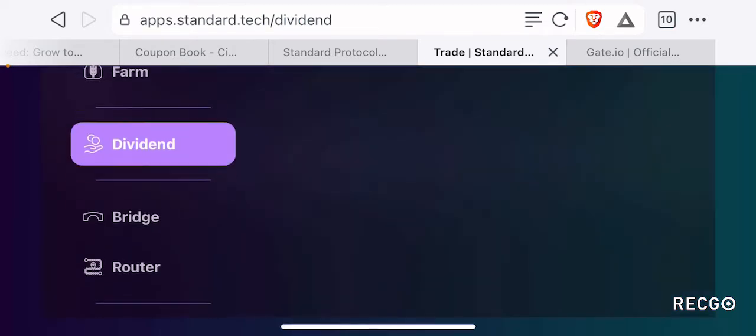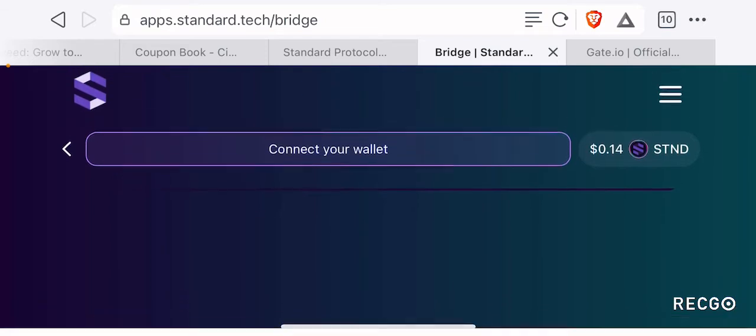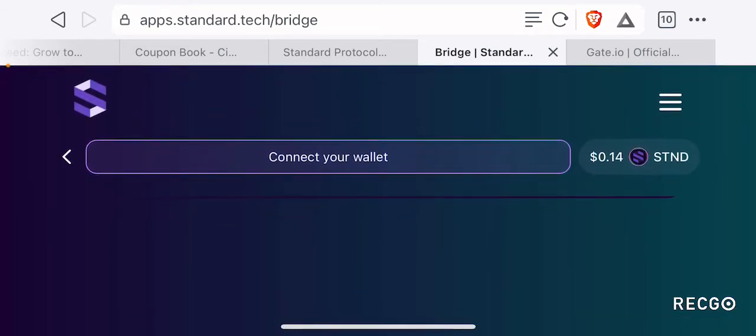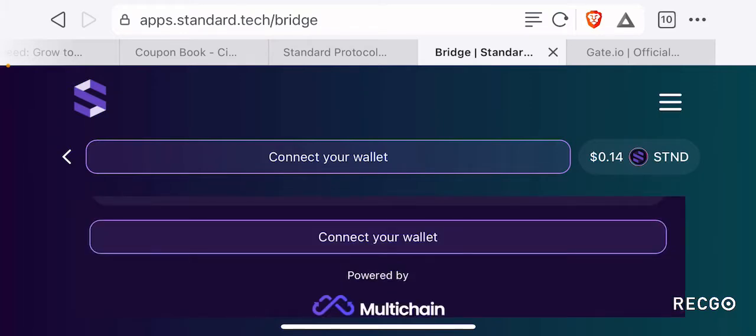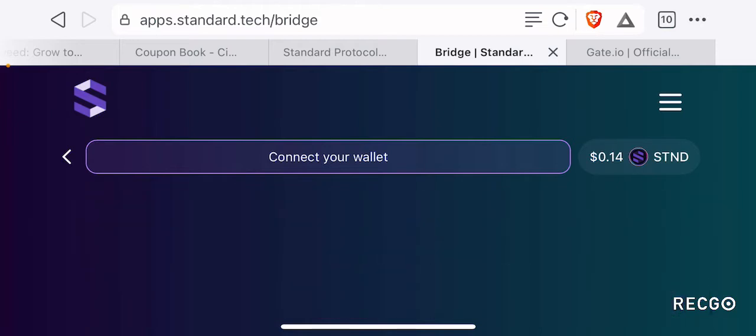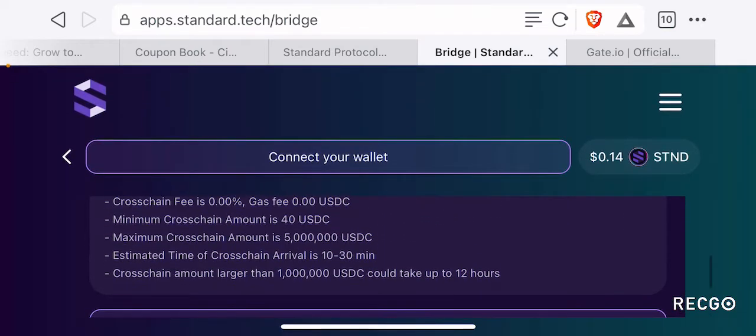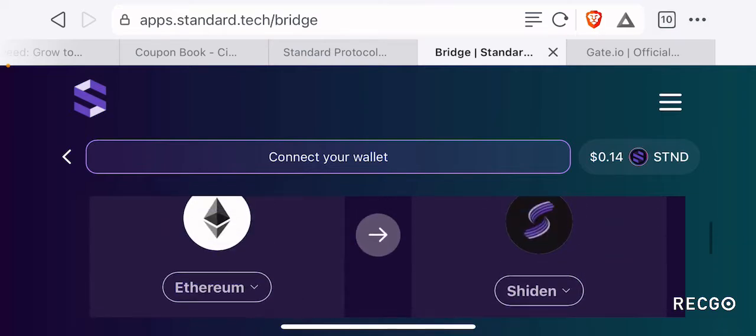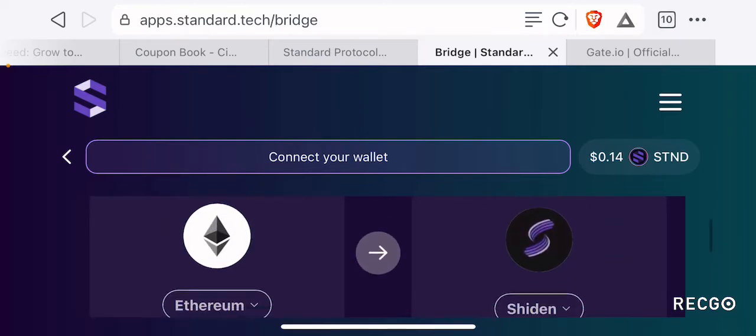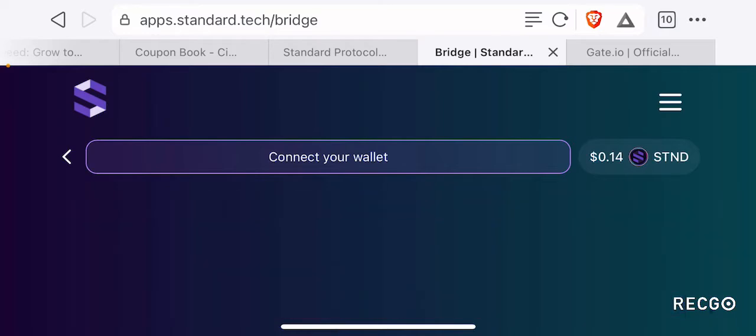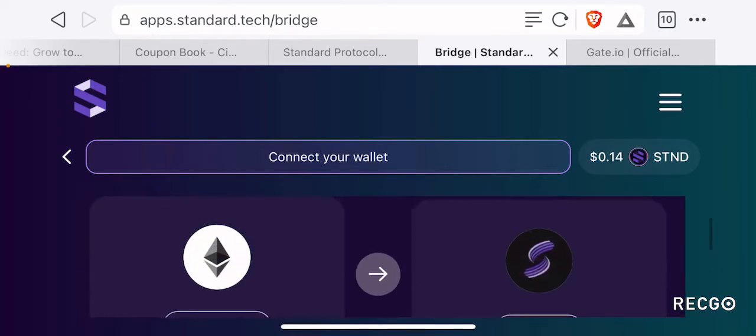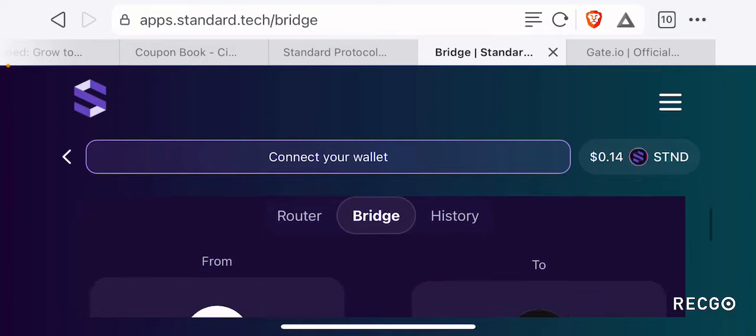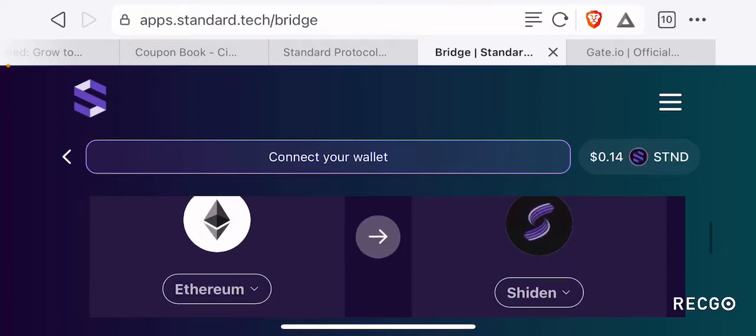So if you see the bridge as well, they take you to the bridge where you can bridge tokens from, I believe, Ethereum and Binance Smart Chain to, since this is on the Polkadot ecosystem, the Shiden network, you can move it to the Kusama Shiden network, right? So that's where you can move it to. Here they have provided the bridge itself, which uses multichain.org, where you can bridge between different chains, for example, Ethereum and Shiden network.